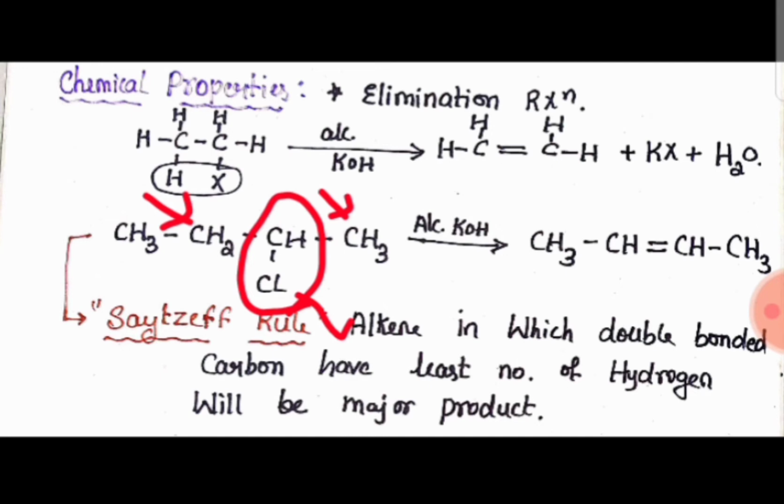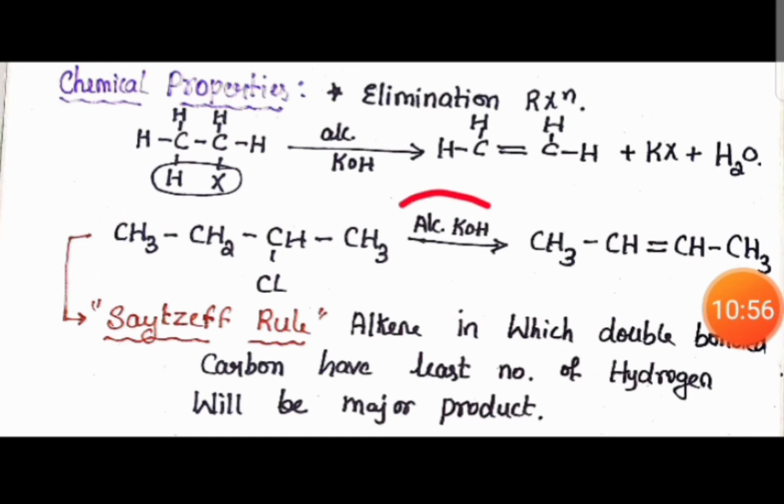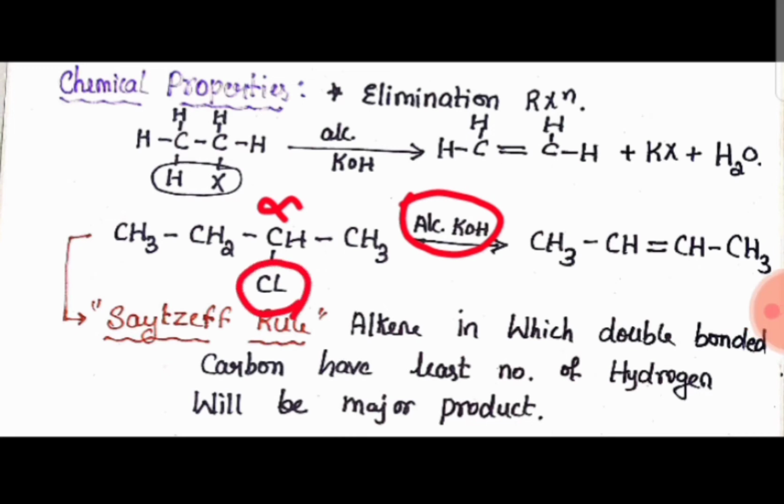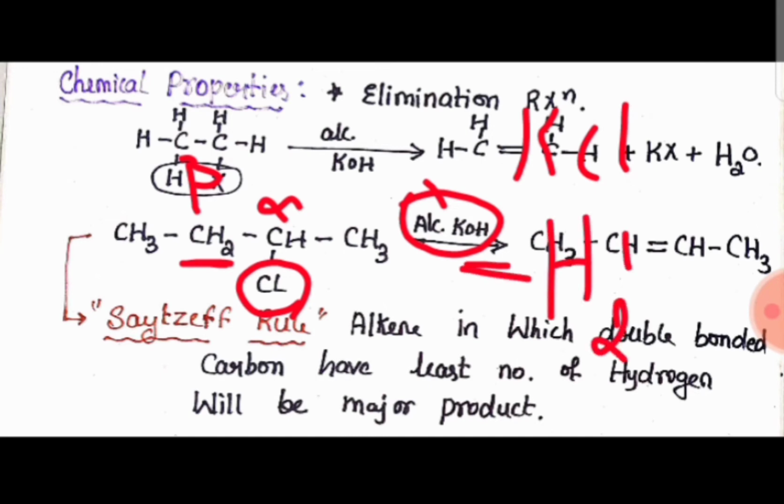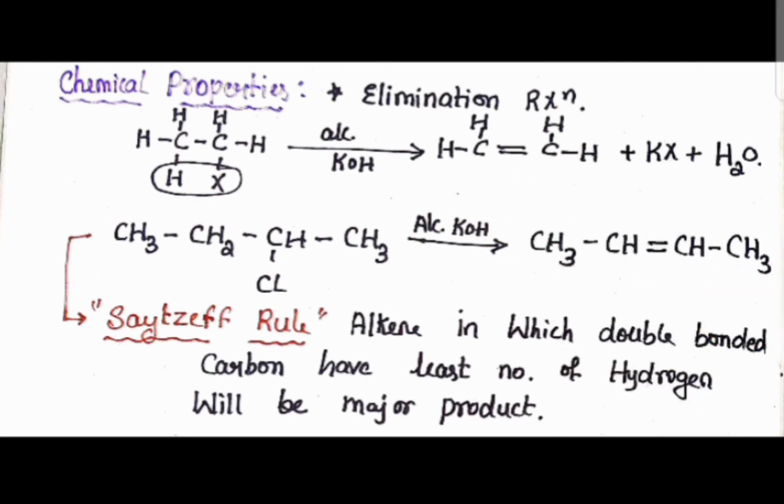So Saytzeff's rule says that when we treat haloalkane with alcoholic potassium hydroxide, from the alpha carbon atom we remove halogen that reacts with potassium to be released as KCl, whereas from the beta carbon atom having less hydrogen we have to remove hydrogen that reacts with OH to form water. In that case the double bond arises, and that will be the most stable product.